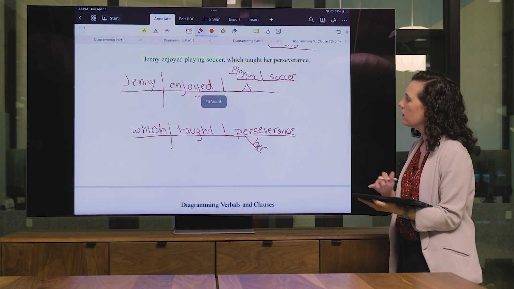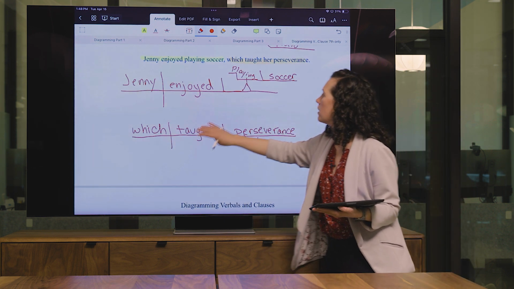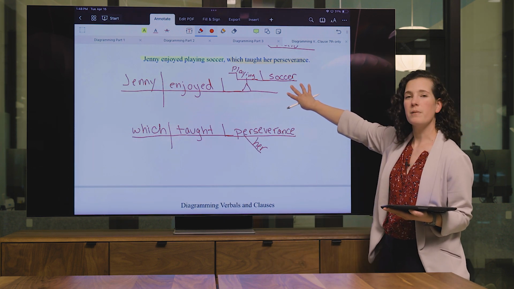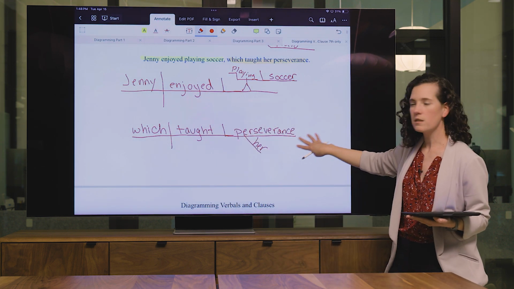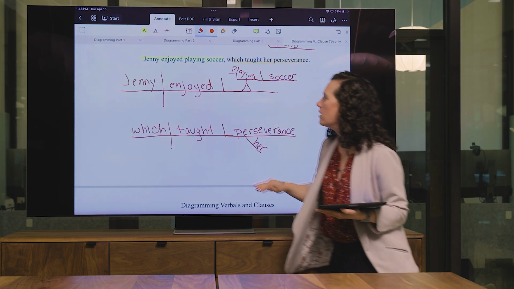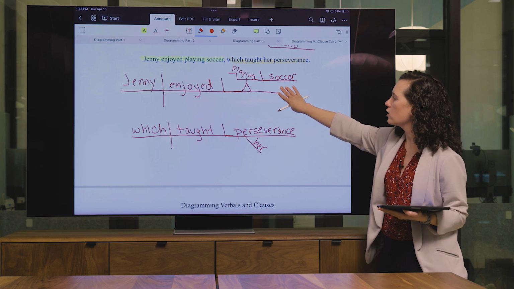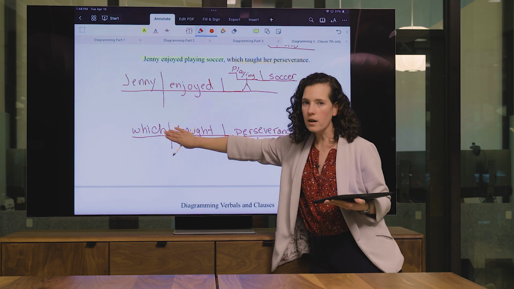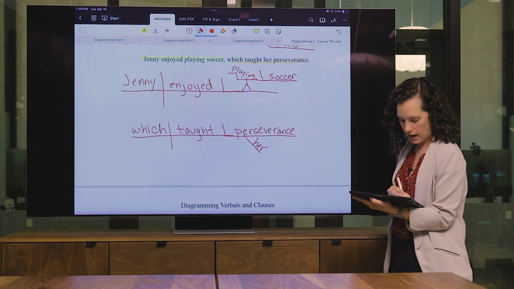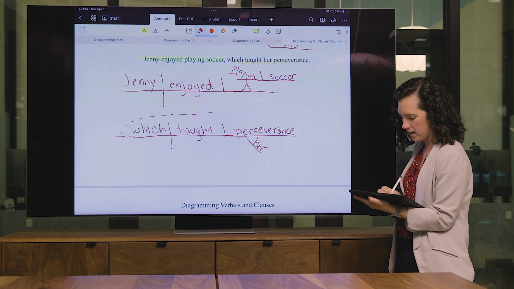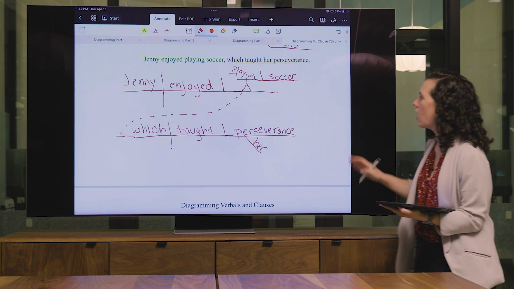Down here, which is taking the place of playing soccer. It doesn't say Jenny taught herself perseverance. So which is not describing Jenny. Which is taking the place of playing soccer. Playing soccer taught her perseverance. So we draw our dotted line from this word which all the way over to playing soccer.